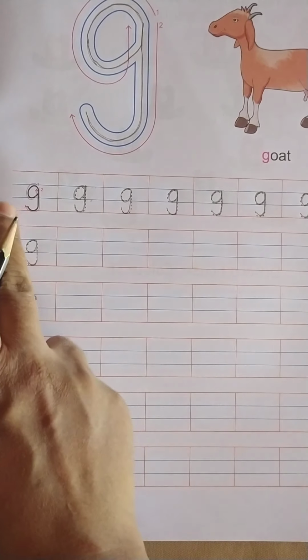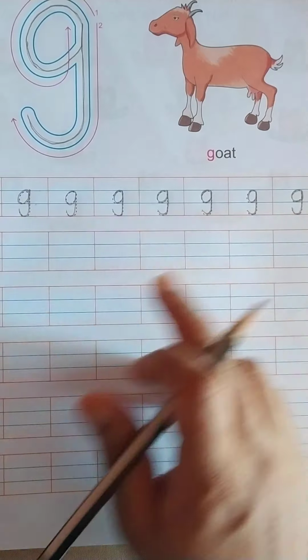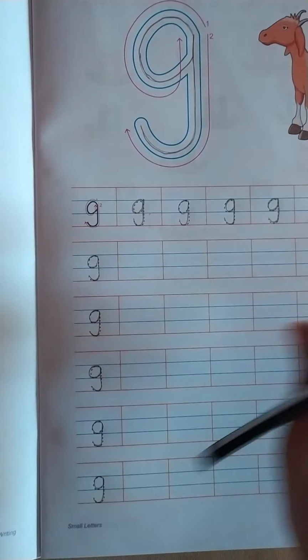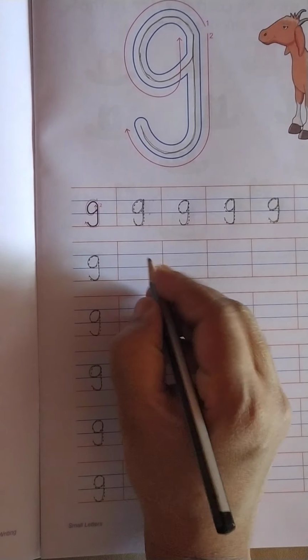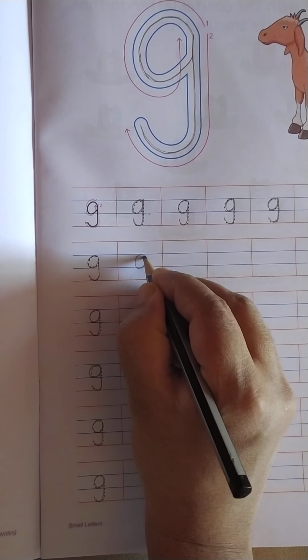Now children, if you all have understood writing on the first line, then you all can continue writing on second line after practicing it on the dots. So now we shall practice on three lines.